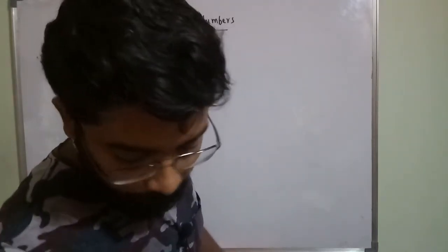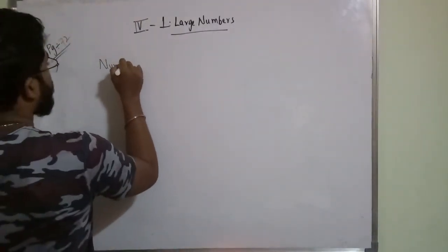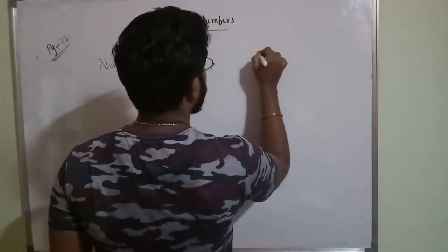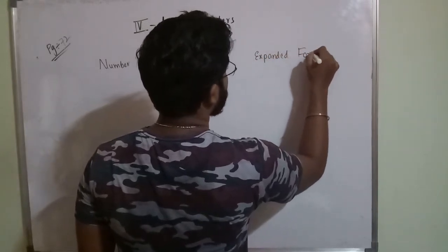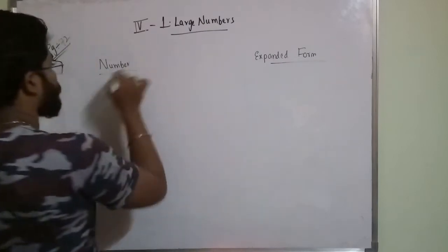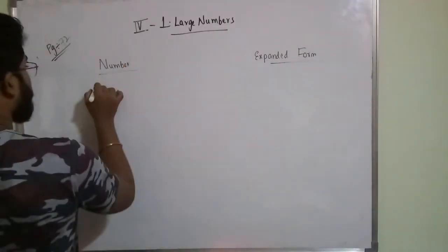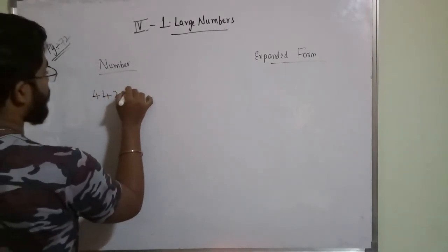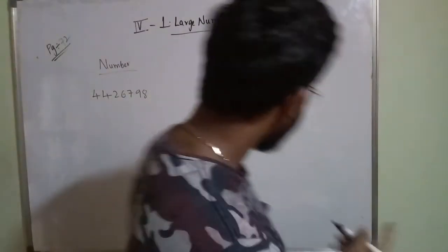So what is that number and its expanded form? Let us see. Expanded form, clear? The number is 4426798. Okay, so what is the expanded form?